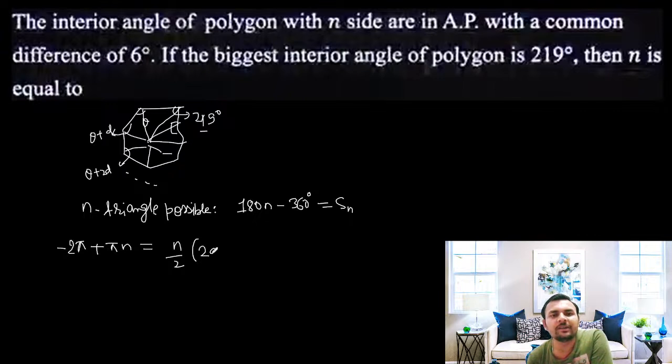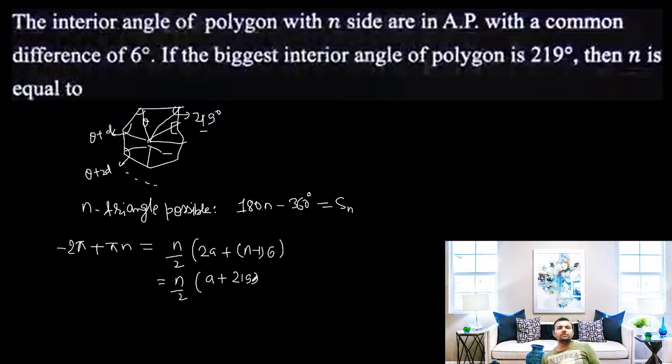It is 2a plus (n minus 1) into d. So now what will happen? We have n by 2. We know that a plus (n minus 1) into d is the last term, which is 219. And we know d, the common difference. By that d, what will happen? Nothing will happen.